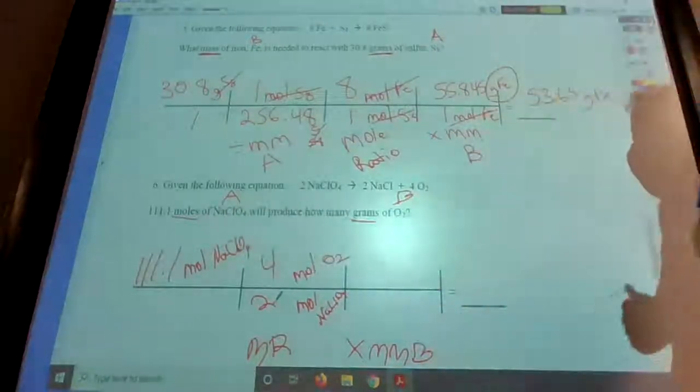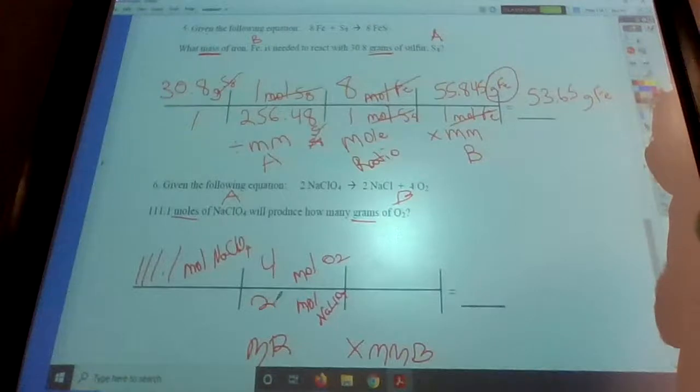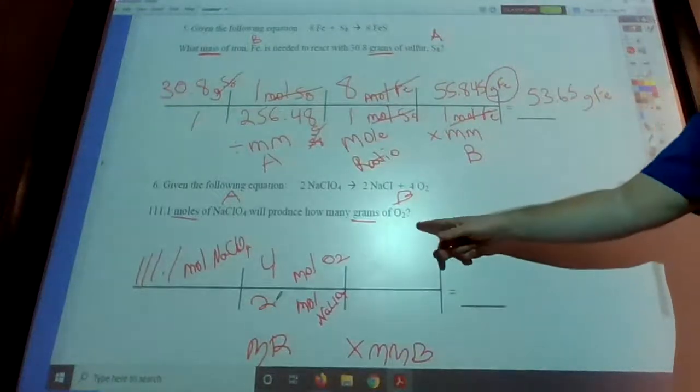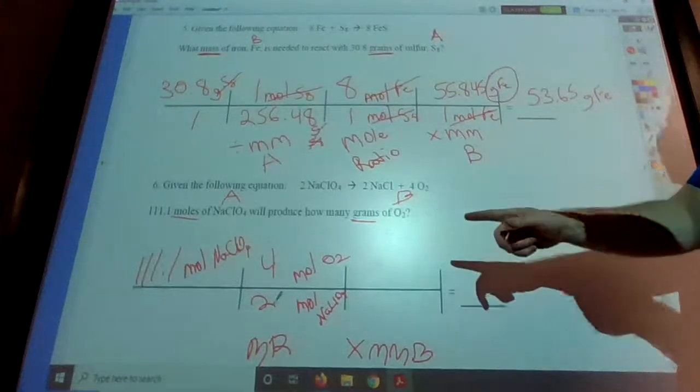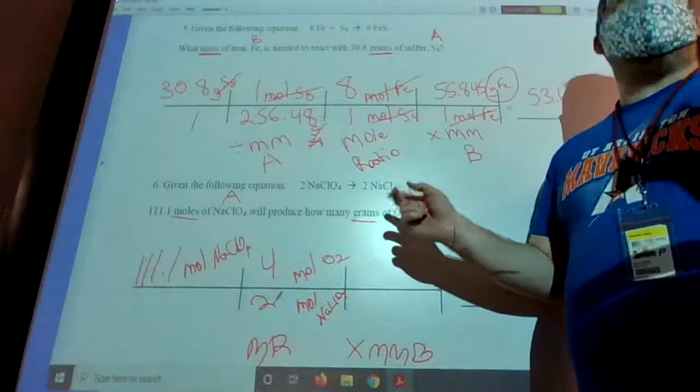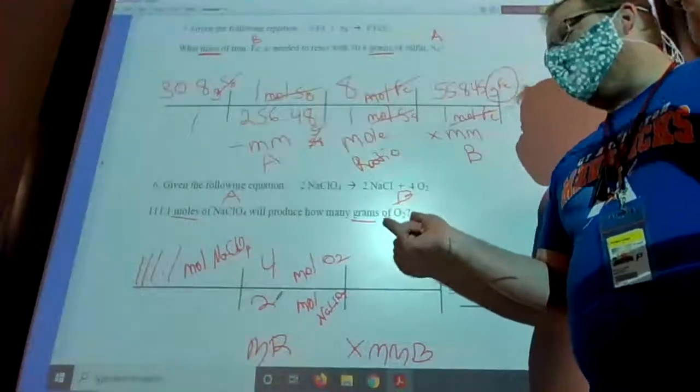31.998. Wait, that sounds too small. It's supposed to be O2, not NaClO. Oh, you're right. So, yes, my bad. I was looking at the wrong chemical. And so, yes, 31.998 is perfect. We're looking for the molar mass of O2.